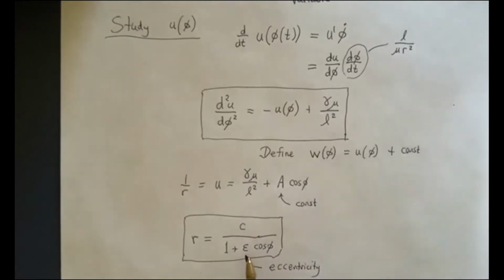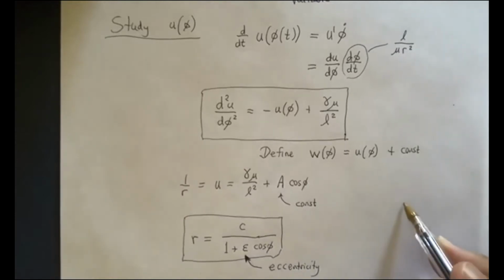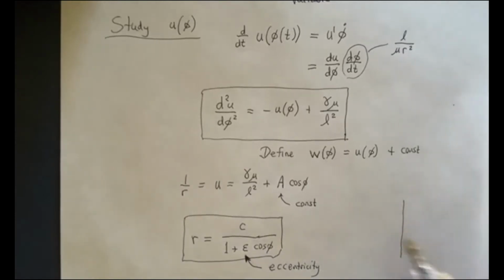Okay, so if epsilon equals 0, you have a circular orbit, right? If epsilon equals 0, then this term here in the denominator vanishes. You have a circular orbit and the radius is c, okay? Then if epsilon is between 0 and 1, you get the elliptical orbit. Now notice the structure.